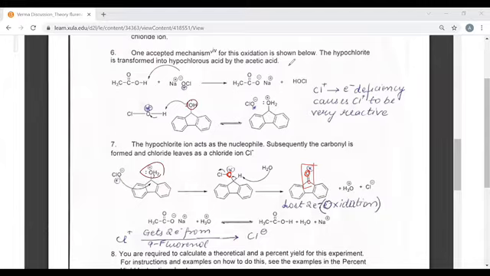Overall, what has happened? The alcohol has lost 2 electrons. And instead of having just one bond with oxygen, carbon now has 2 bonds with oxygen. So there is a gain in oxygen atoms also. So oxidation: gain of oxygens, loss of electrons.